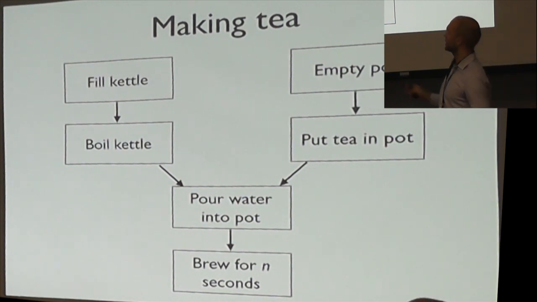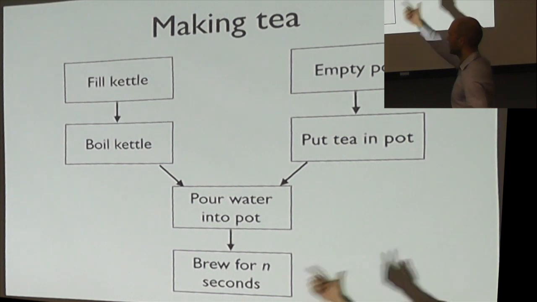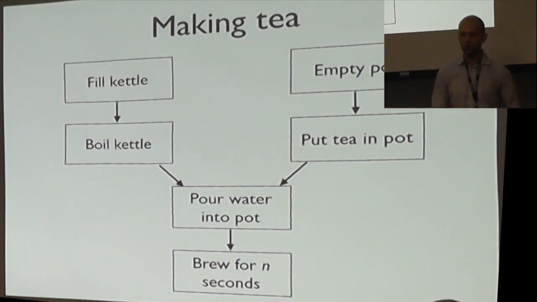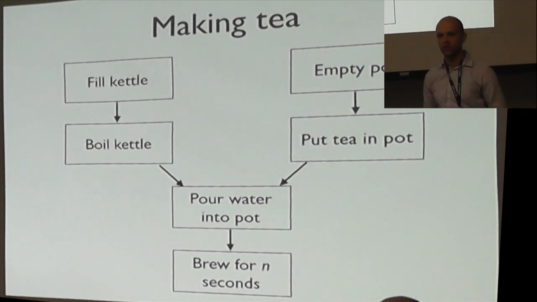And notice the way this is structured. It's a set of steps. Some steps are required to complete before other steps can start. You should wait for the kettle to boil before you pour the water into the pot with the tea. But others can be run in parallel. Fill kettle, empty pot, there's no connection there.